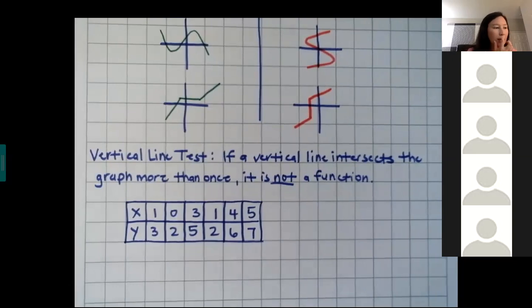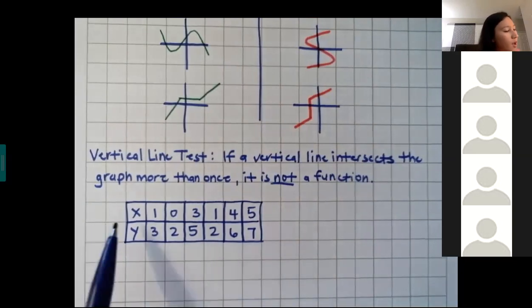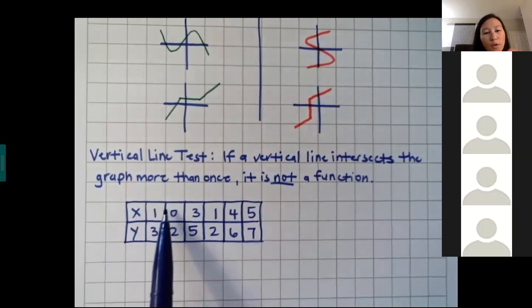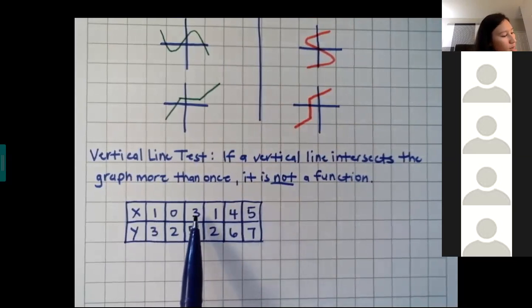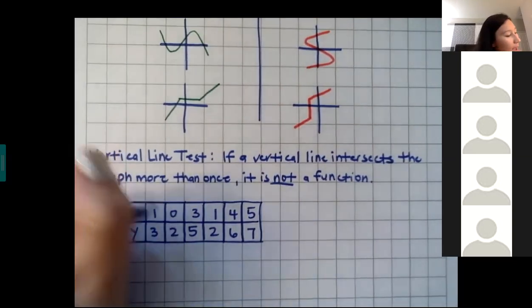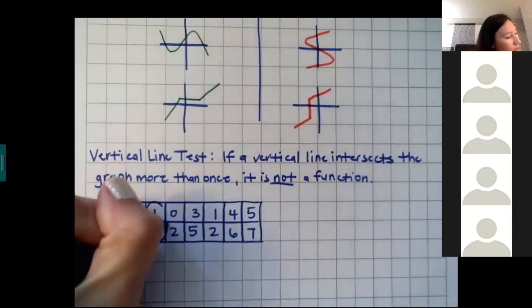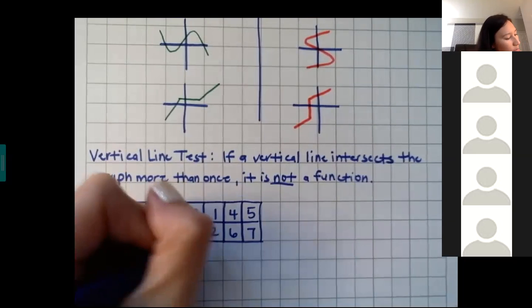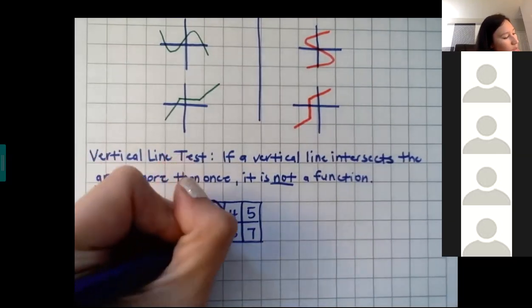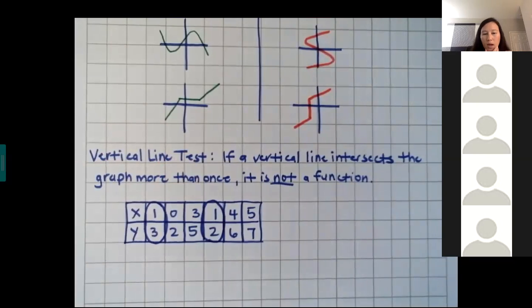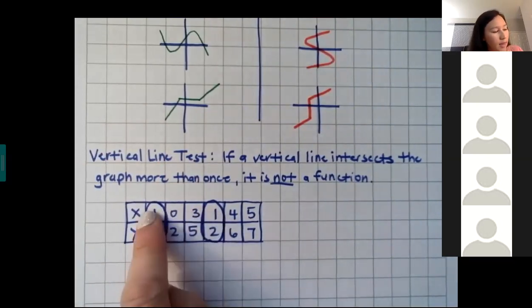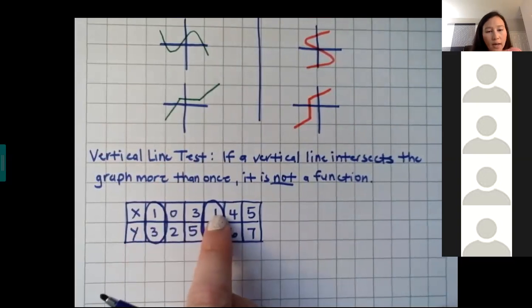Again, we're going to be using that definition at the top of the page that tells us that each input has only one output, or each X has only one Y. So the biggest thing is to just look for repeating X's. So we have a 1, 0, 3, 1, 4, 5. We have to look at the repeating ones. We have this one for X, and then we have this one that also has a 1 for X. It's fine that they can repeat.